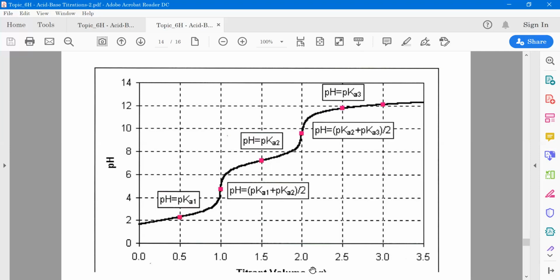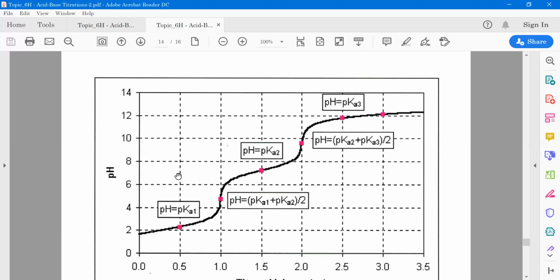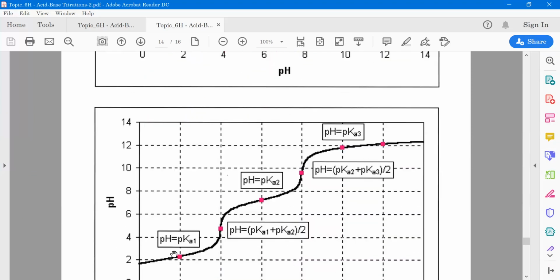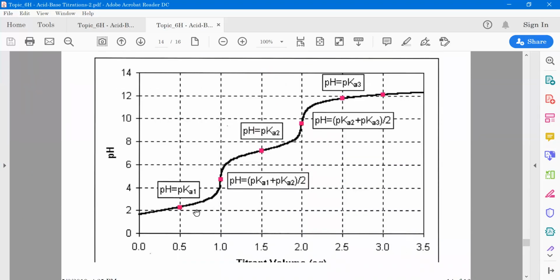That's what this missing unit is here. You can't see. It's called equivalence. We've added 1/2 of the amount of hydroxide needed to completely reach the first equivalence point. And so at that point, the pH is the pKa1. We're at this point right here, okay, where the pH is 2. You can see that's where we're at, pH of 2, right?